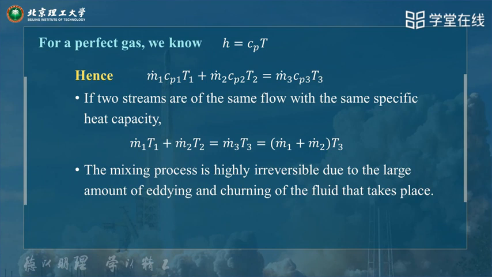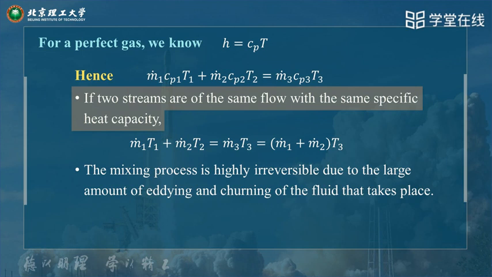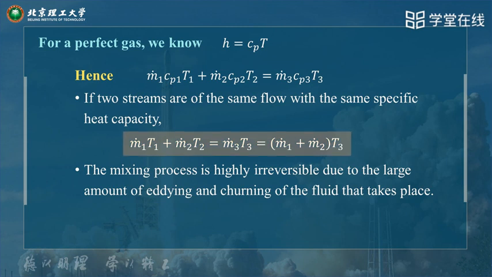Hence, we can change the equation to m1 Cp1 T1 plus m2 Cp2 T2 equals m3 Cp3 T3. Here is the energy balance equation. If the two streams are of the same fluid with the same specific heat capacity, Cp1, Cp2, Cp3 are the same, so the energy balance becomes simple: m1 T1 plus m2 T2 equals m3 T3. But from the mass balance equation, we know m1 plus m2 is m3. So this equation equals m1 plus m2 together times T3.